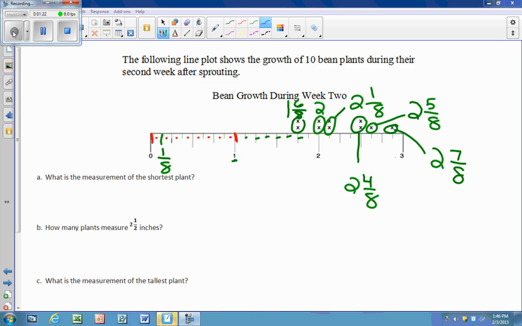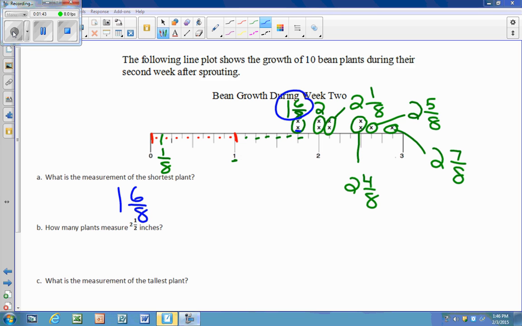So the first question is, what's the measurement of the shortest plant? Shortest means the smallest number. It means it hasn't grown much off the ground if it's a small number. So I find the smallest x at the smallest location. 1 and 6/8 is the smallest. Here's the x's. So 1 and 6/8 is my measurement.